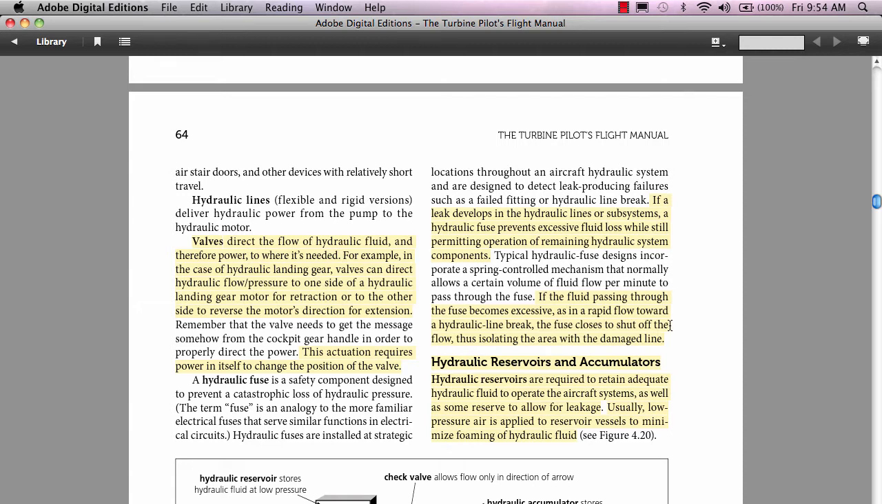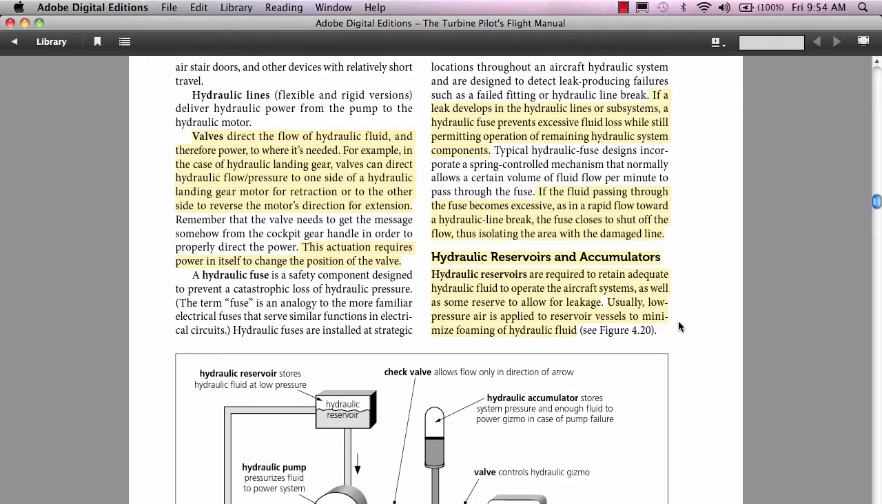Now here, the next portion is quite important, the hydraulic reservoirs and accumulators. Let's just stop and look at this for a moment. Hydraulic reservoirs are required to retain adequate fluid to operate the aircraft system, as well as some reserve to allow for leakage. Now this is important. Remember our water wheel analogy? We had things going back to the reservoir.